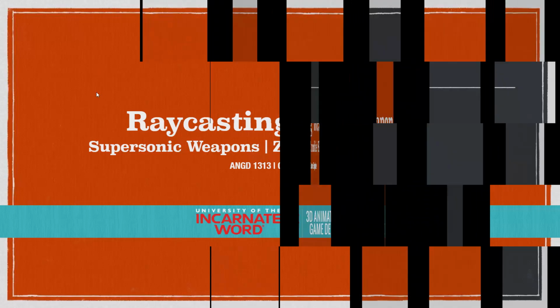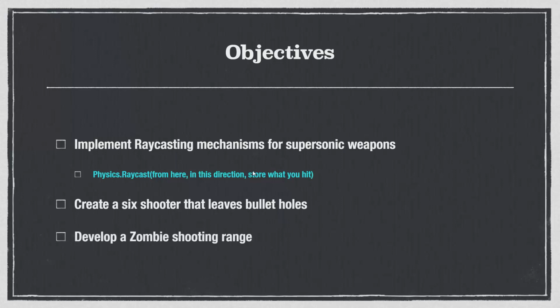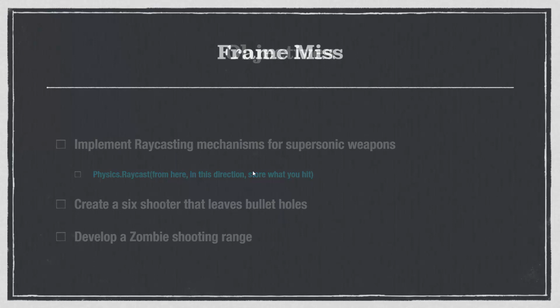Now, there are several parts of what we're going to be doing here. The first objective that's going to be important to us is understanding how raycasting works, and how to call it out in code. The basic form is Physics.Raycast from a location in a direction and then storing what you hit. We'll create a 6-shooter that leaves bullet holes in the walls, and these bullet holes will eventually disappear. And then when we have mastered that, we'll make a shooting range, kind of a training range that we can run through.